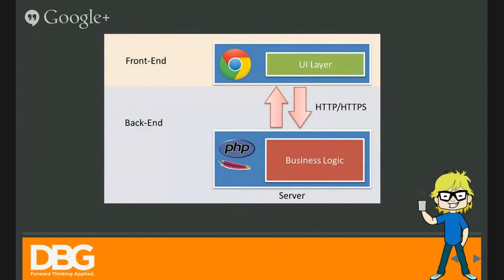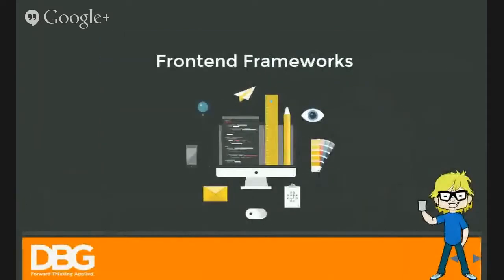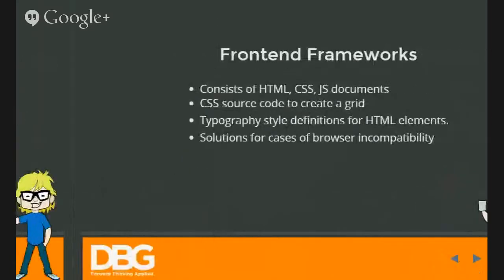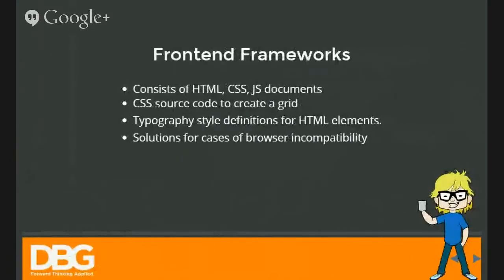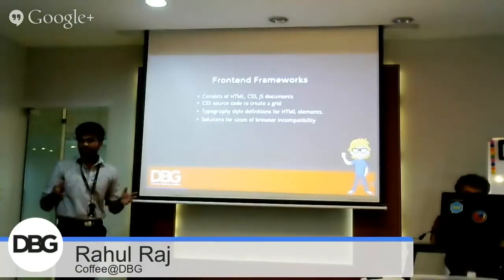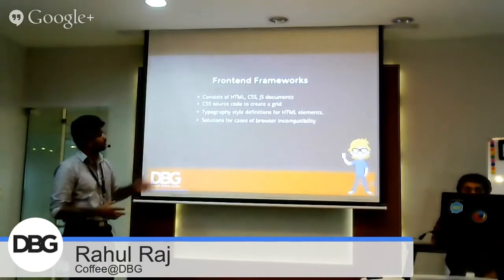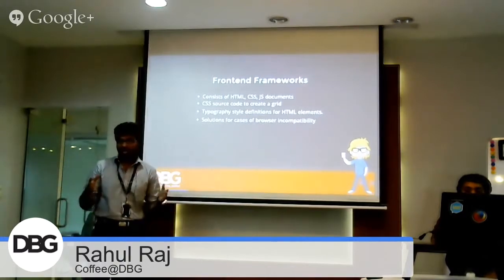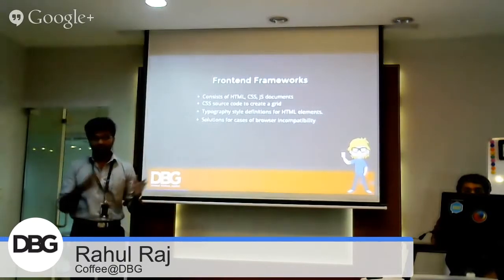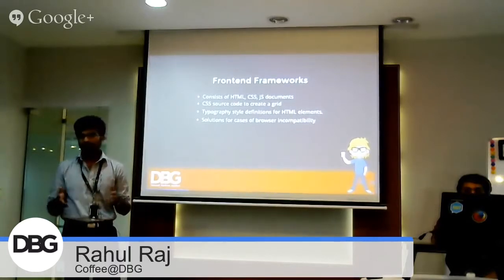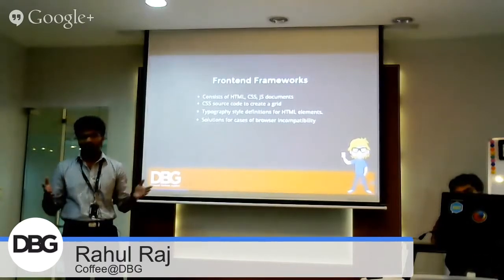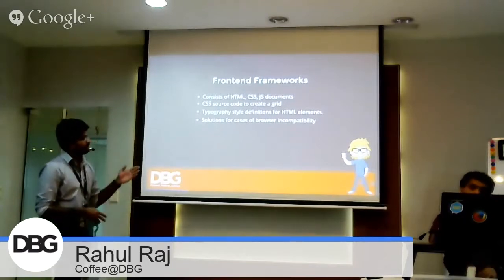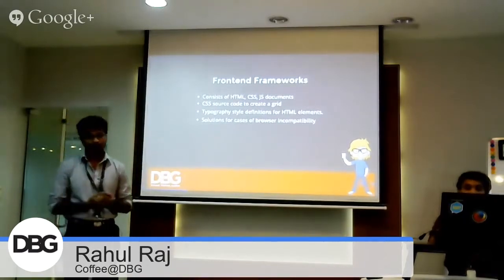So it comes with HTML, JavaScript, CSS, and some examples of front-end frameworks are Bootstrap and Foundation. We will come to the front-end frameworks in detail. It is bundled with HTML, CSS documents, and CSS grids. That means the CSS source file for creating a grid. A grid is actually some horizontal or vertical sections or blocks that are used to align the contents in a website. Then the typography, style definitions for HTML, and the solution for cross-browser compatibility.